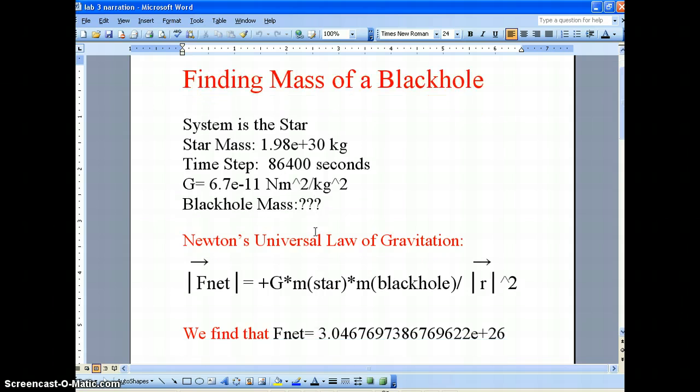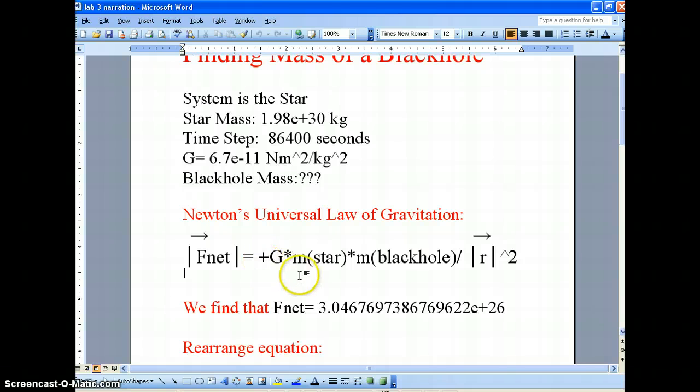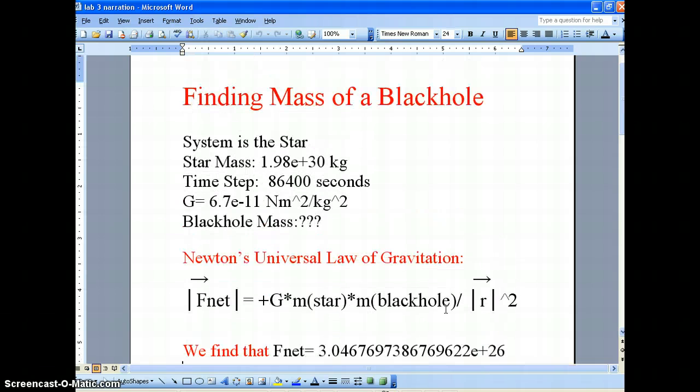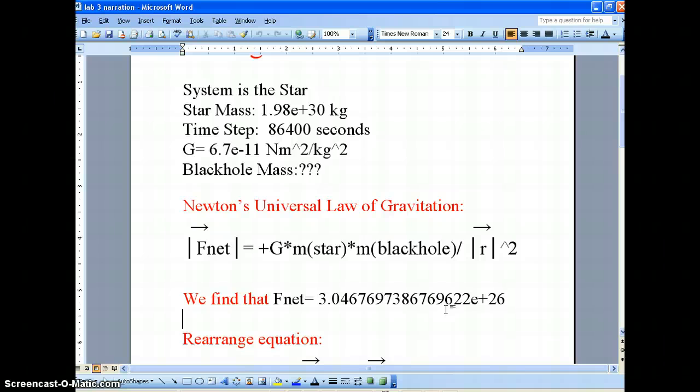In order to do this, we'll be using the fundamental principle of Newton's universal law of gravitation. As you can see here, we'll need the gravitational constant, the mass of the star, the mass of the black hole, which we don't know yet, and also distance. So we'll find that F net equals this value after we go through a Python file.